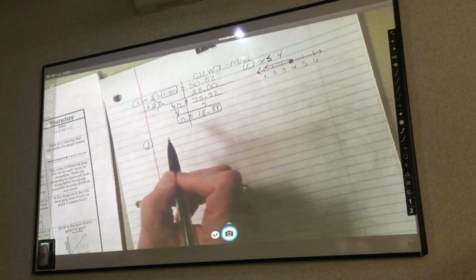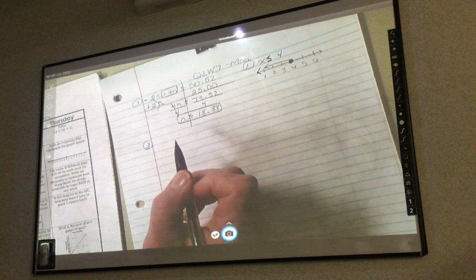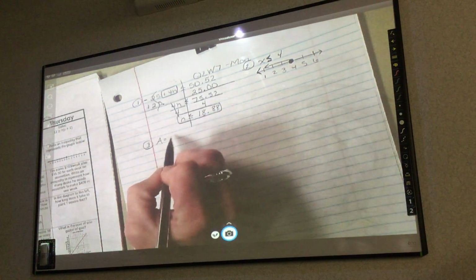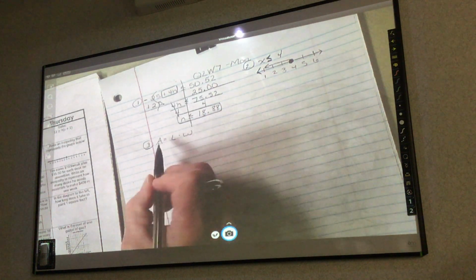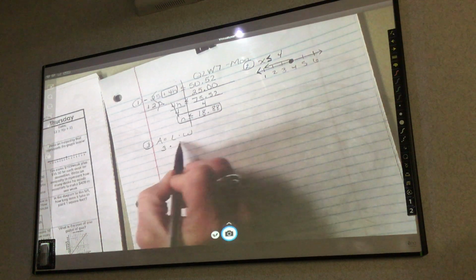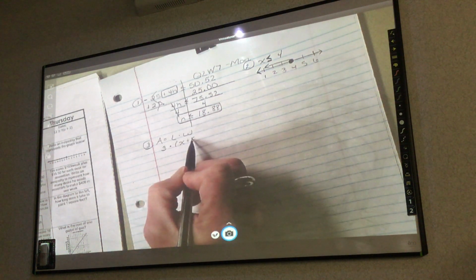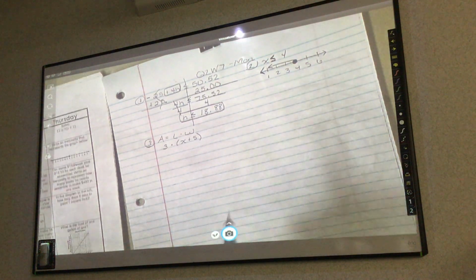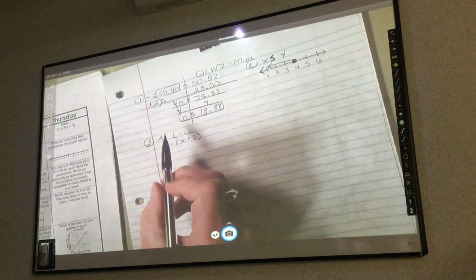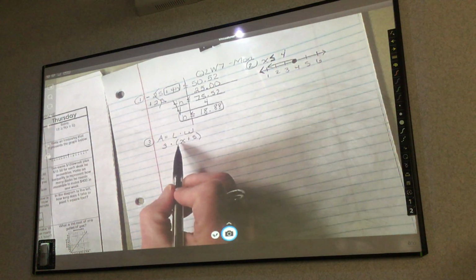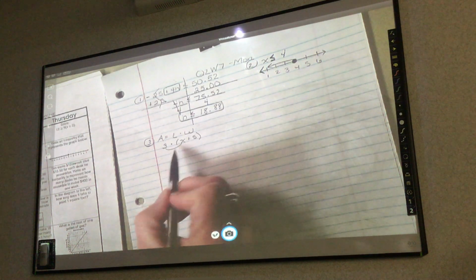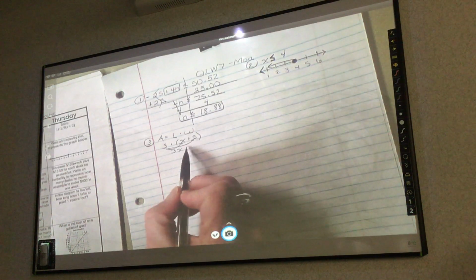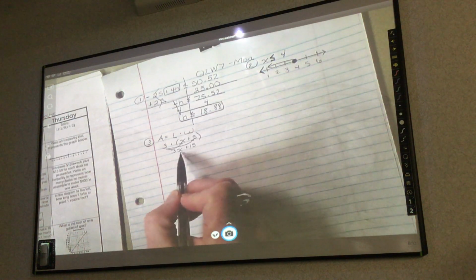Number 3, write an inequality for x that would give the rectangle an area of at least 117. Area equals length times width. So the length is 3 times the width, which is x plus 5. When I see this, that means I need to do the distributive property, because 3 is right outside the parentheses. So 3 times x is 3x. Then 3 times 5 is 15. So I have 3x plus 15.